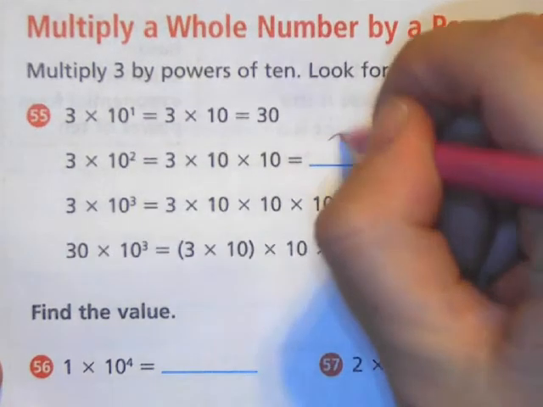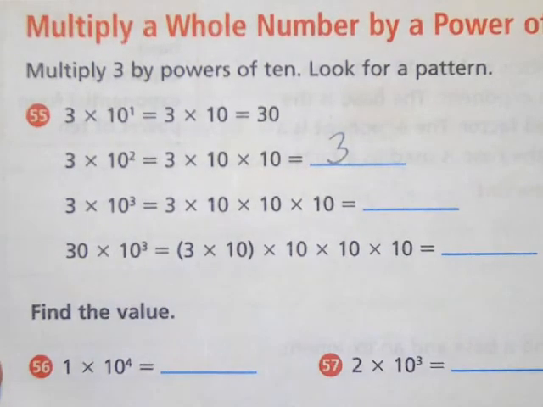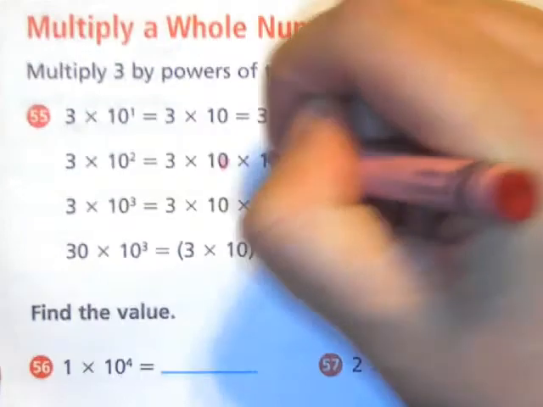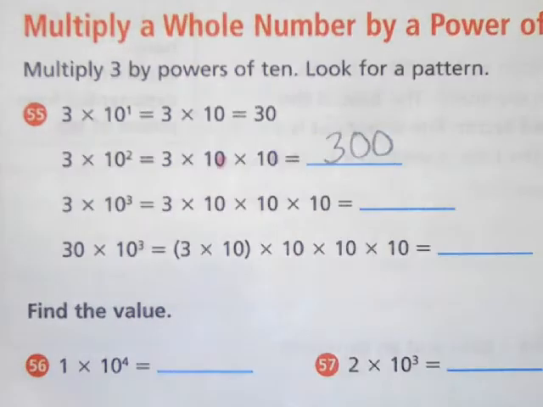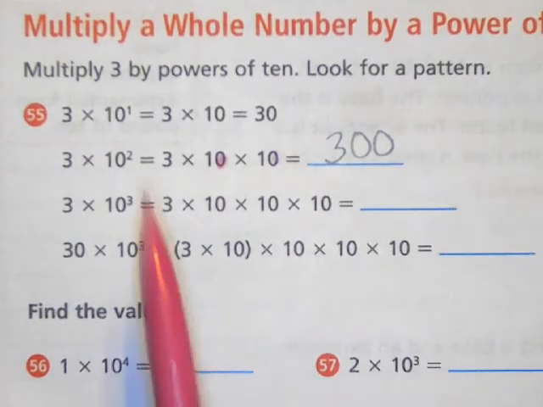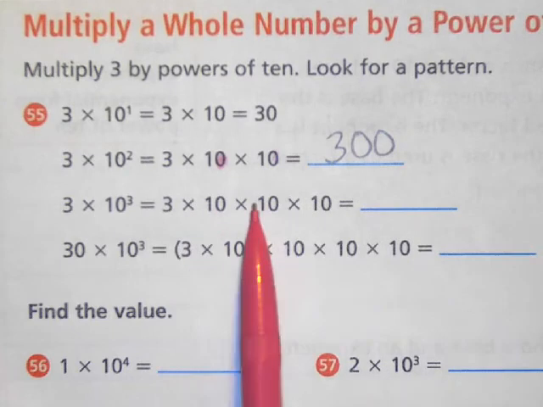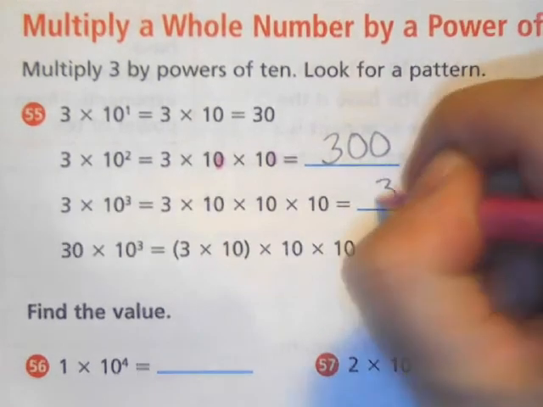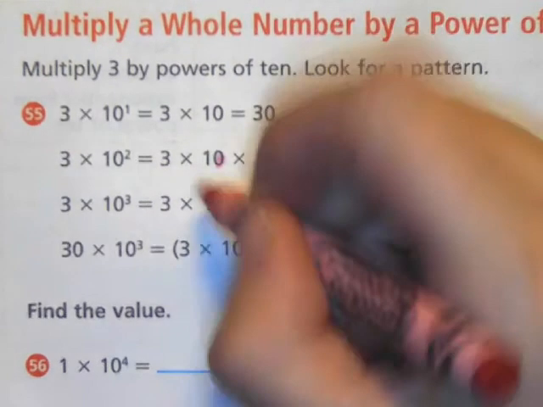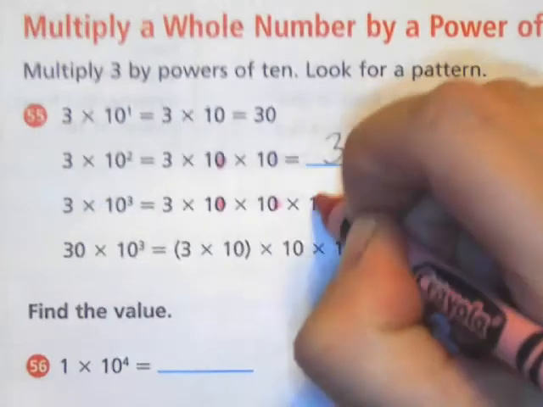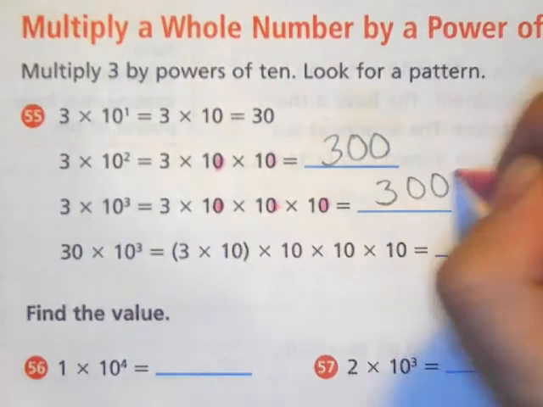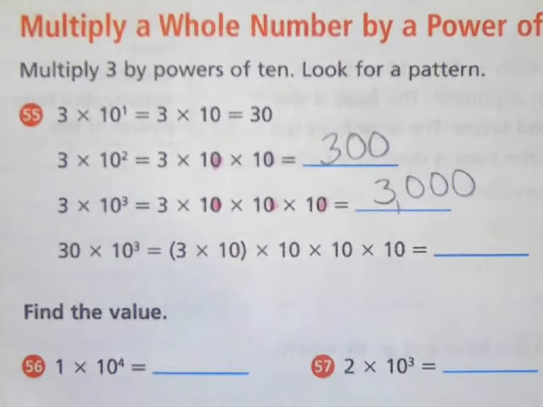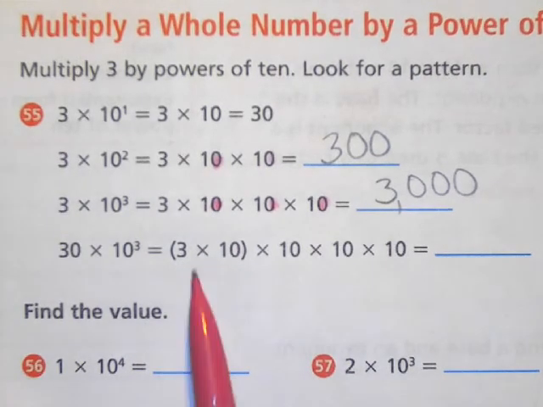So if I go like this, well, what's 3 times 1 times 1? It's 3. And then pick up this red violet and color in the zeros. I have 1, 2. So it's going to be a 3 with 2 zeros. The next one, 3 times 1 times 1 times 1 is 3 again. And how many zeros this time? Count them up and color them. There are 3 zeros this time.